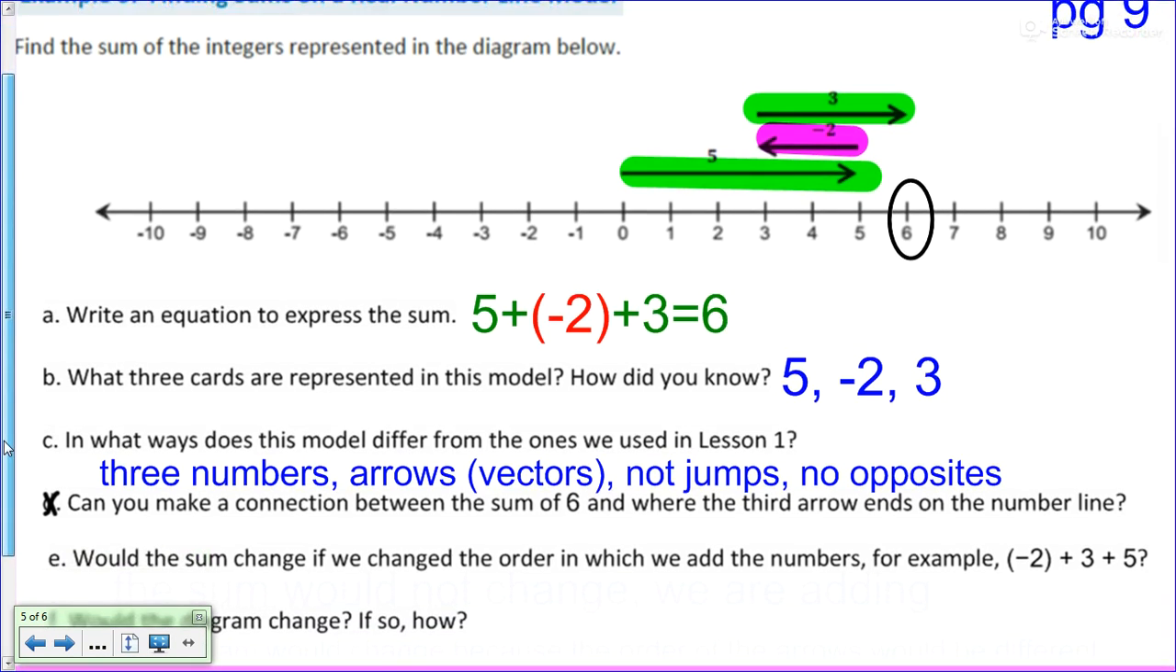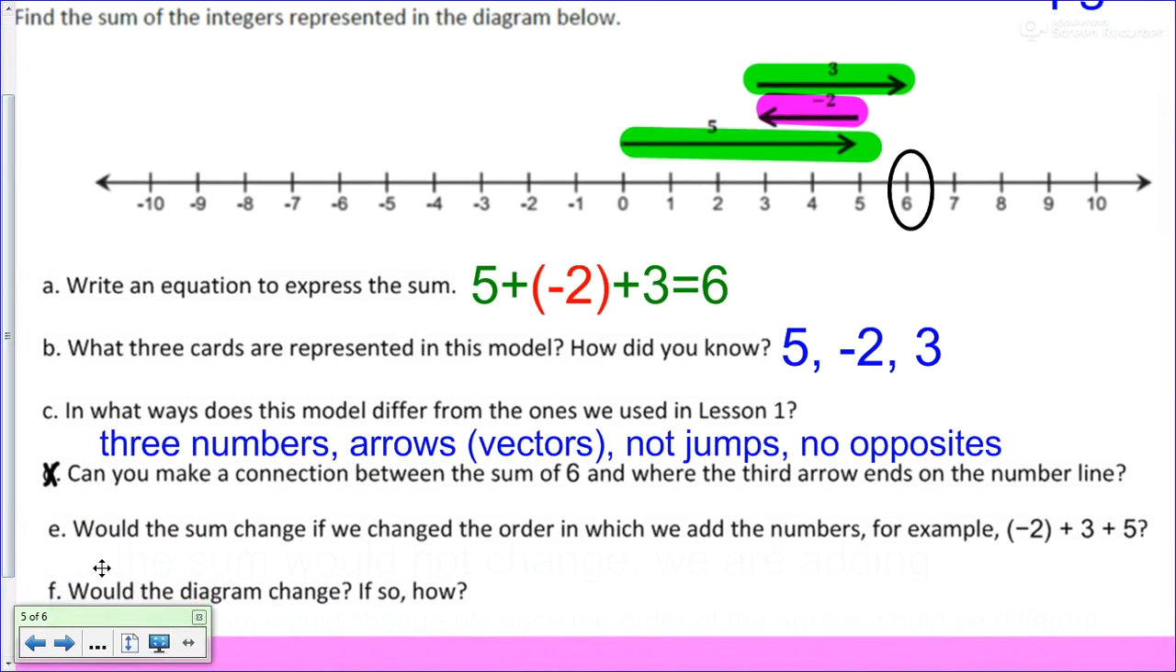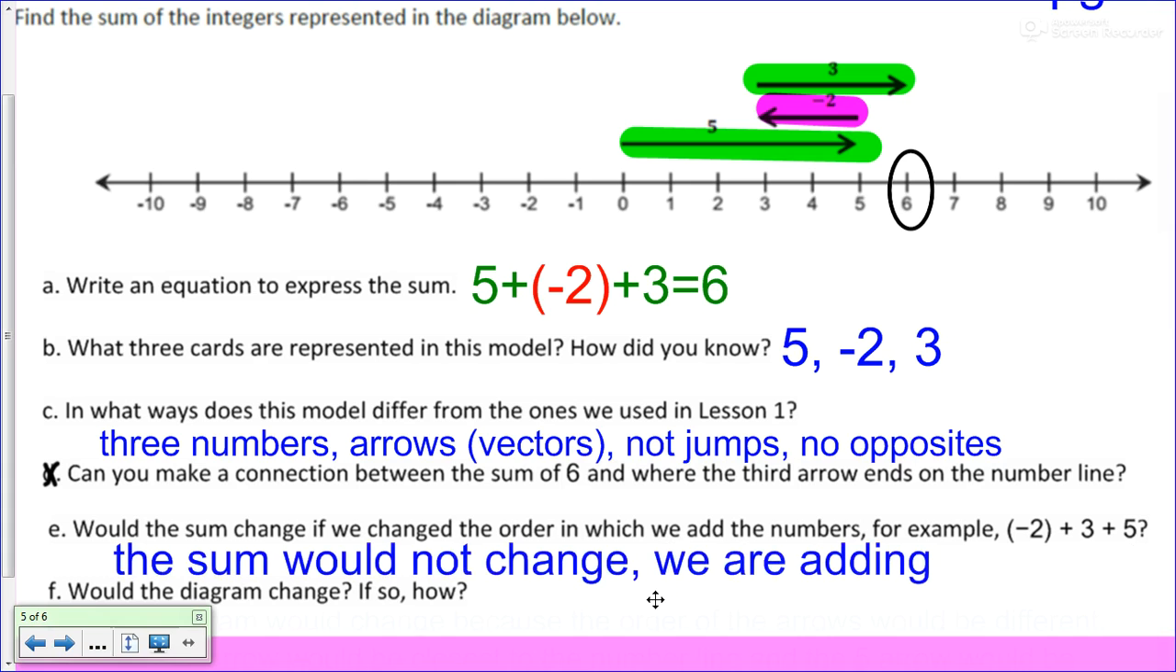Okay. We're going to zoom past letter D and go to letter E. And this one is asking us, would the sum change if we change the order in which we add the numbers? So instead of 5 plus negative 2 plus 3, what if we had negative 2 plus 3 plus 5? So same numbers, different order. Okay. Again, as we've already talked about earlier in this lesson, hopefully you remember that no, that order isn't going to matter. The sum would stay the same. Because we are adding, we can add them in whatever order we want. Again, that's that commutative property of addition.